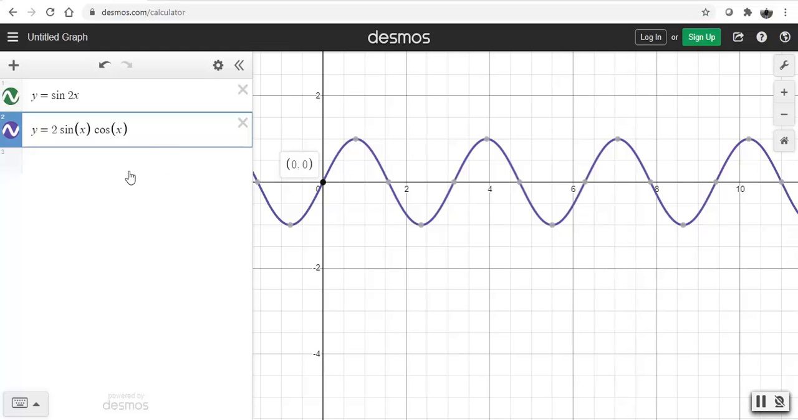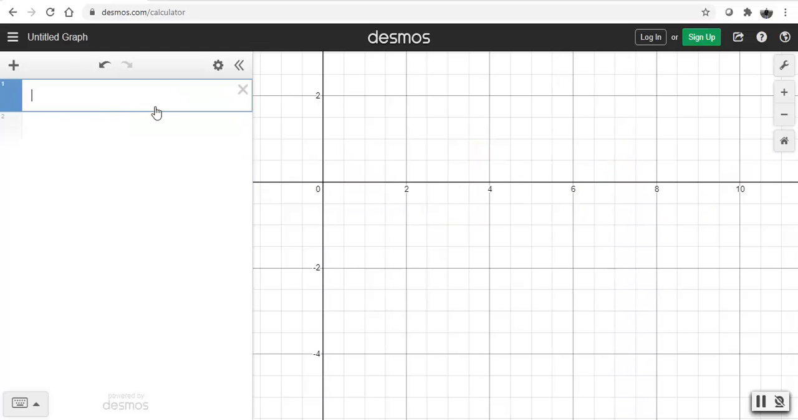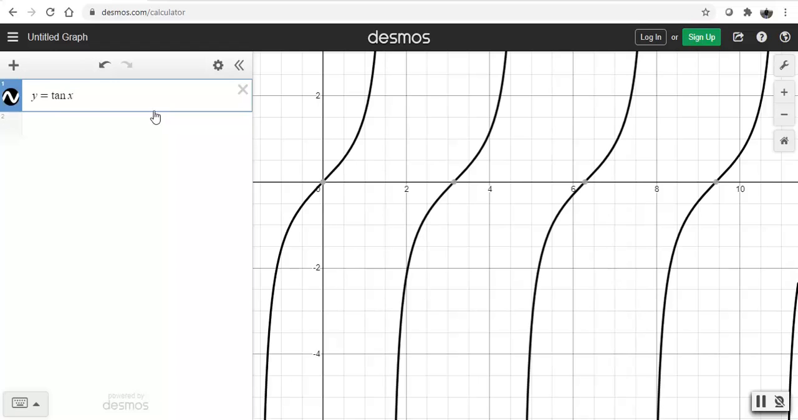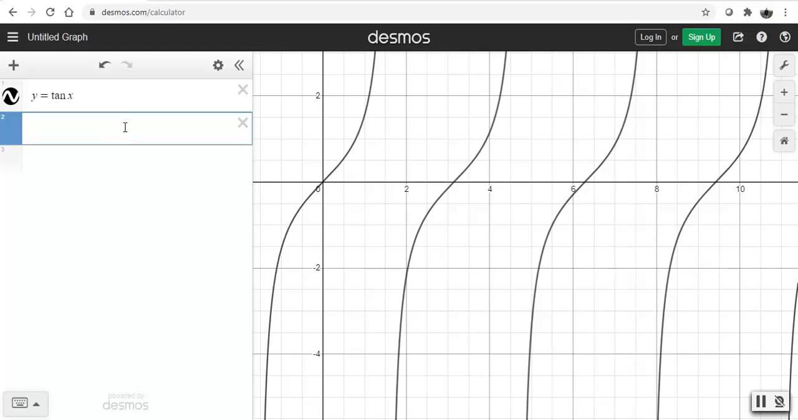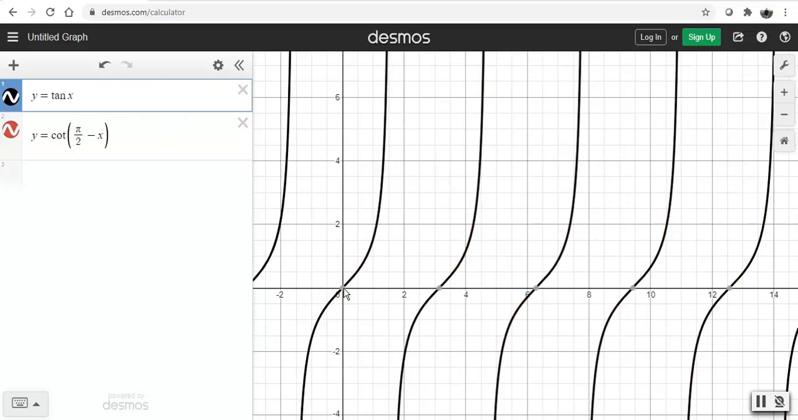So, for example, if we were to mess around with the tangent function, like if we have y equals tangent of x, and then, for example, I said that we wanted to look at cotangent of pi divided by 2 minus x, well, you would see now these are the same functions too.